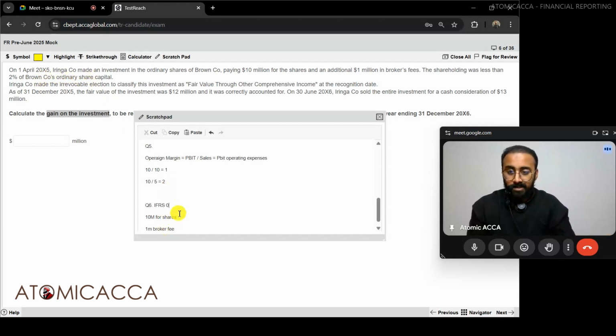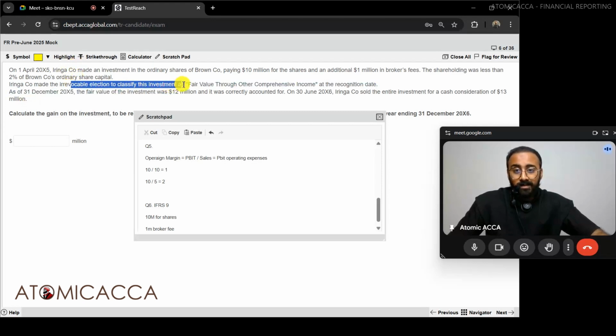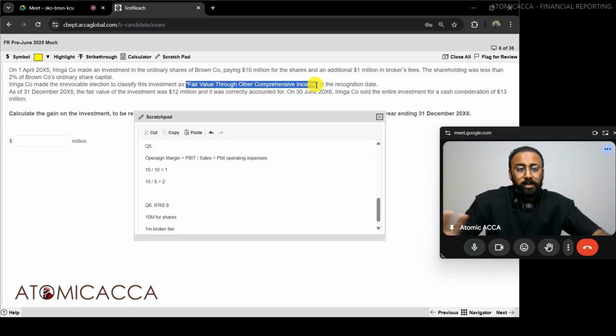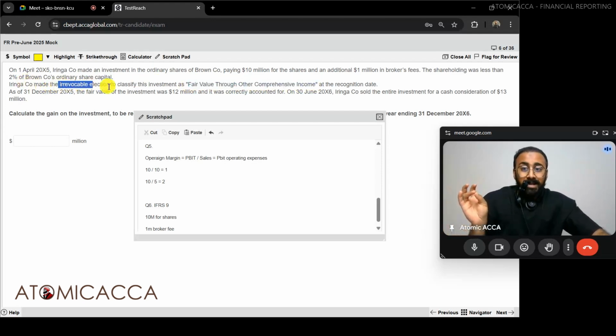So this is an IFRS 9 question. So what you have is an investment, a financial asset, into shares. That means you have to now decide whether you are going to hold it in FVPL or FVOCI, then do the accounting on that basis. Iringa company made the irrevocable election to classify this investment as FVOCI at the recognition date. If in case they have not mentioned over here in the question fair value through other comprehensive income, but they've just mentioned that Iringa company made an irrevocable election, or made a decision at the inception to use an alternate accounting treatment as per IFRS 9.